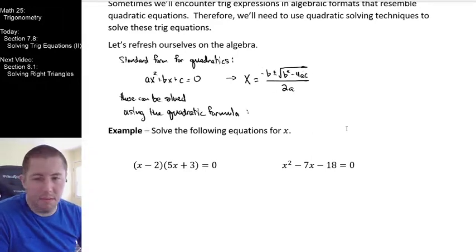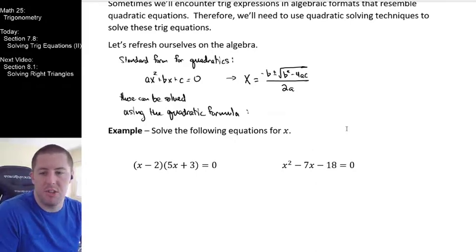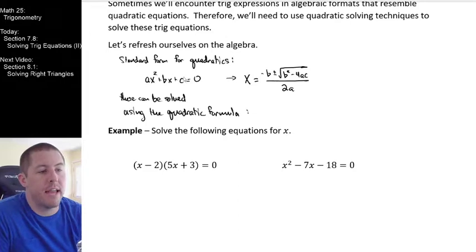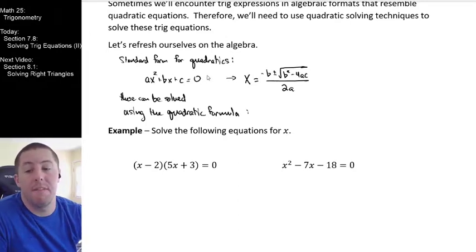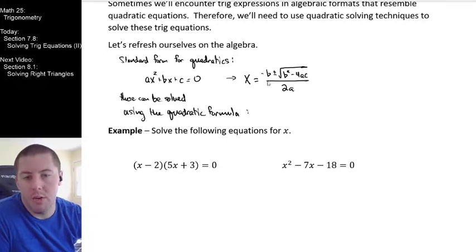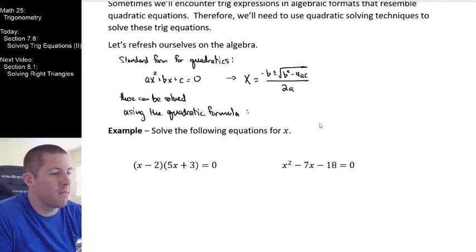So remind yourself of that. If you need to look it back up to use it, that's fine. But we should know when to use that. If we have a standard form quadratic, and very importantly, need it to be equal to 0, then we can use the quadratic formula to solve, right?